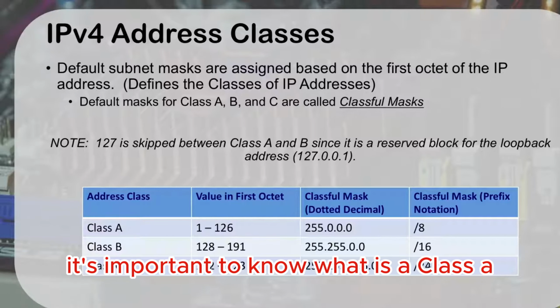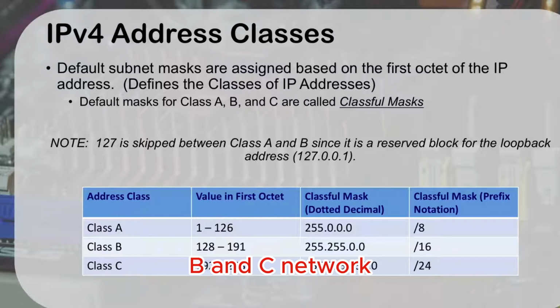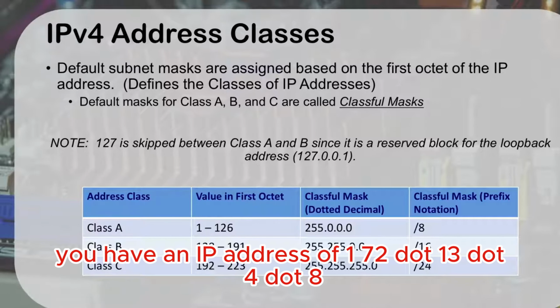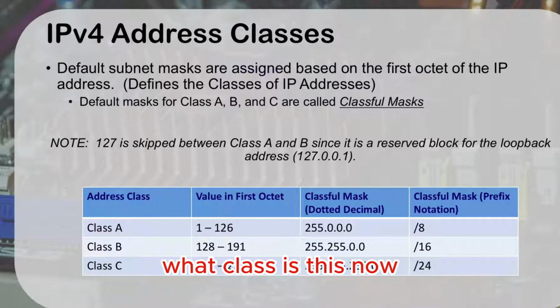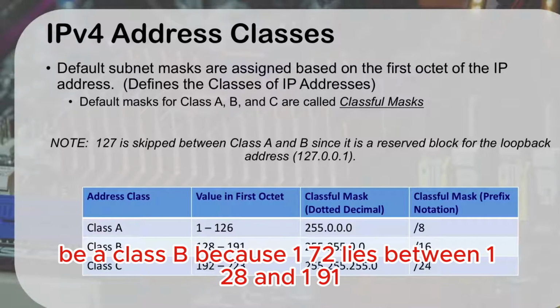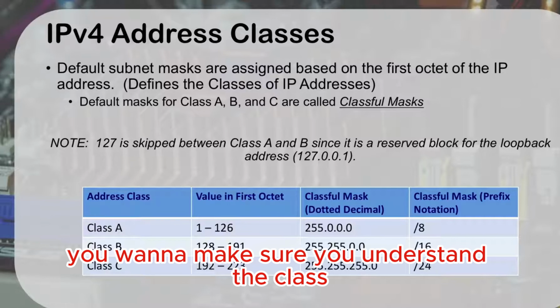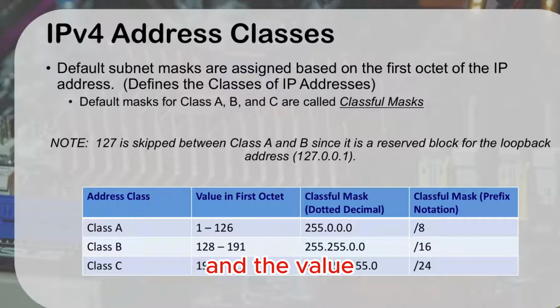It's important to know what is a Class A, B, and C network. You may get a question on the exam that says, you have an IP address of 172.13.4.8. What class is this? And that'd be a Class B because 172 lies between 128 and 191, right? So you want to make sure you understand the class and the value.